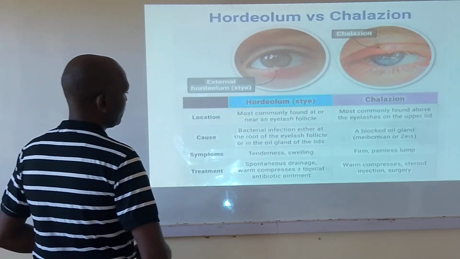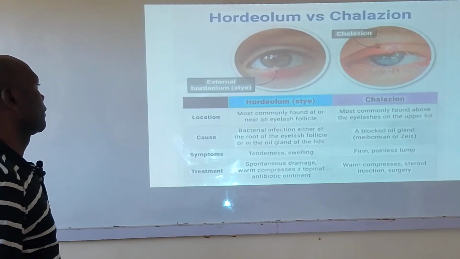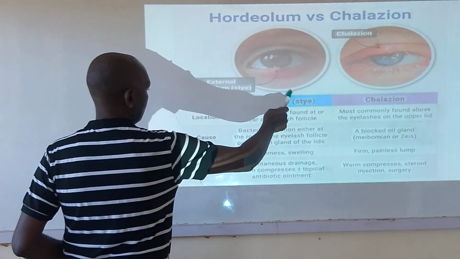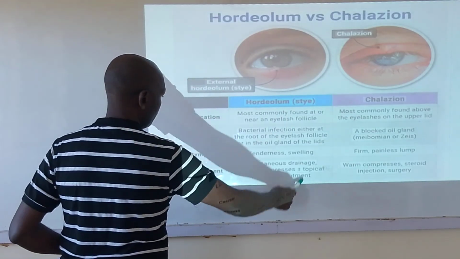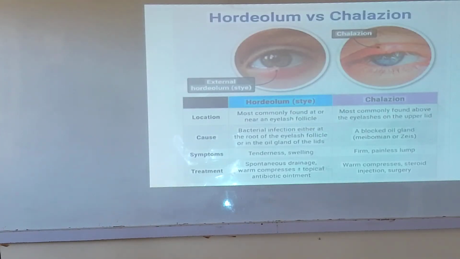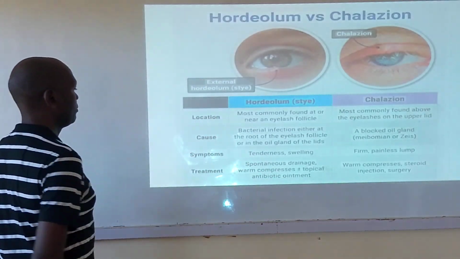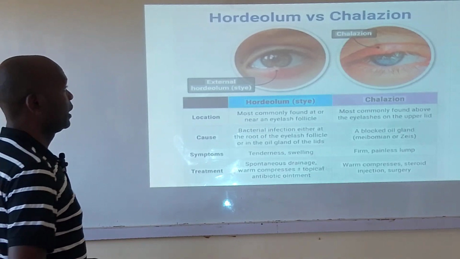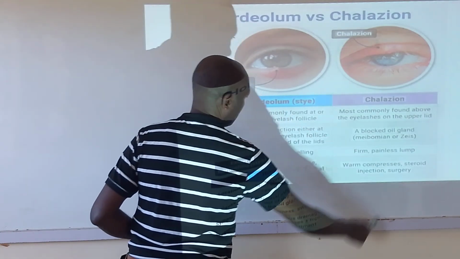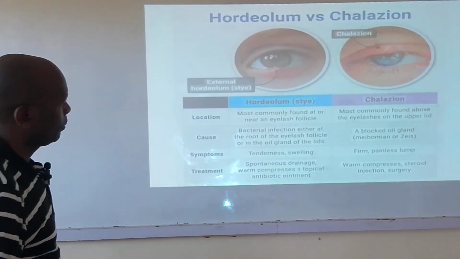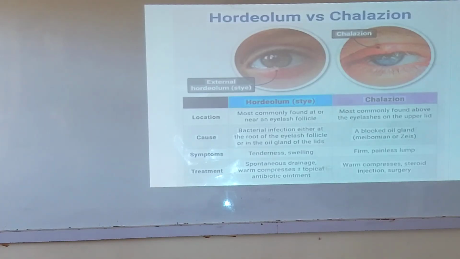In terms of treatment, in a sty, we do spontaneous drainage. You can also do warm compression, and you give topical antibiotics. In a chalazion, we do warm compression. We also do steroid injection and surgical excision.